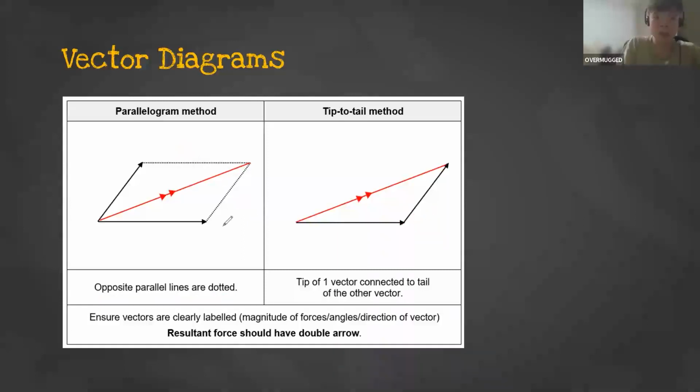For both kinds of diagrams, ensure that the vectors are clearly labeled. Your magnitude of forces, angles, and direction of vector, all these arrows need to be shown and drawn. Whatever information the exam gives you, like maybe this is 30 degrees, and maybe this is 50 newtons, 60 newtons, label all those down. Also commonly forgotten: the resultant force should have a double arrow, as shown over here.